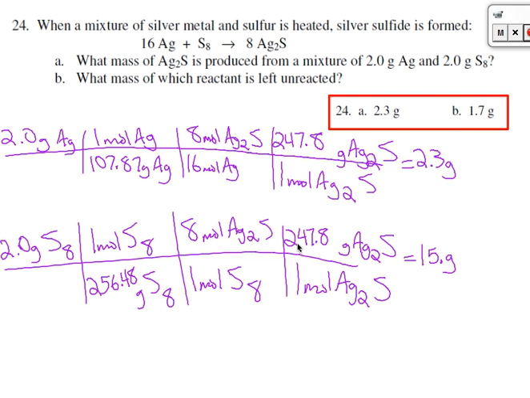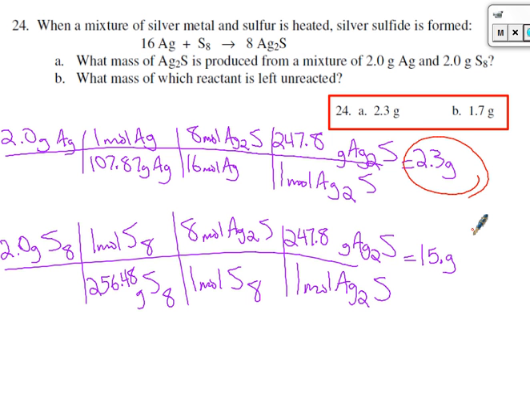What's nice is this 247.8 gets used in both problems. It's limiting excess, so you're going to go to the same endpoint for both of them. And we only use one answer, and that's going to be the smaller of the two answers. So at 2.3 grams, you're going to run out of silver. Now, since there's no percent yield or anything going on like that with this question, we're assuming that all 2.3 grams are produced.